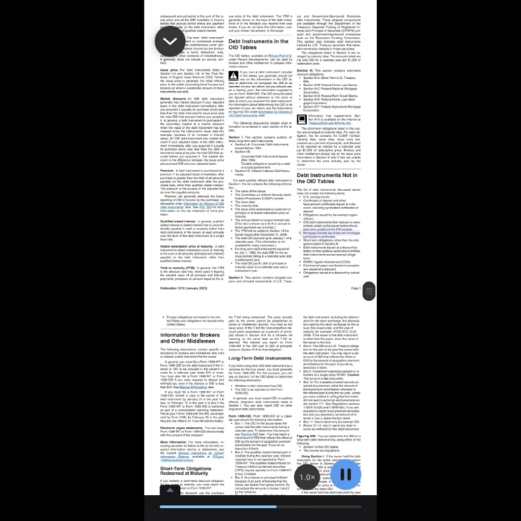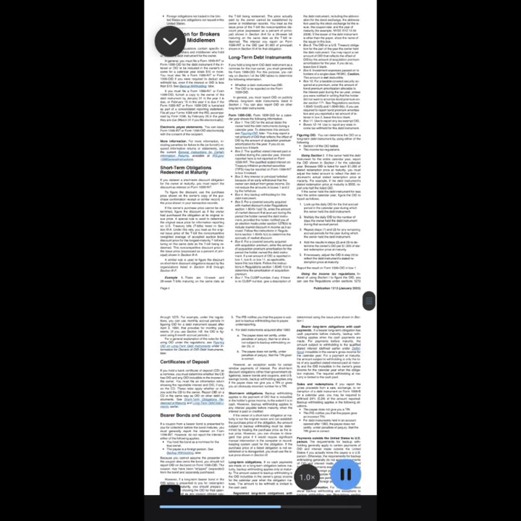Mortgage-backed securities and mortgage participation certificates. Short-term obligations, other than the obligations listed in Section 3. Debt instruments issued at a discount by states or their political subdivisions if these debt instruments are tax-exempt obligations. REMIC regular interests and CDOs. Commercial paper and bankers' acceptances issued at a discount. Obligations issued at a discount by individuals. Caution. Publication 1212, January 2023, page 3. Foreign obligations not traded in the United States and obligations not issued in the United States.